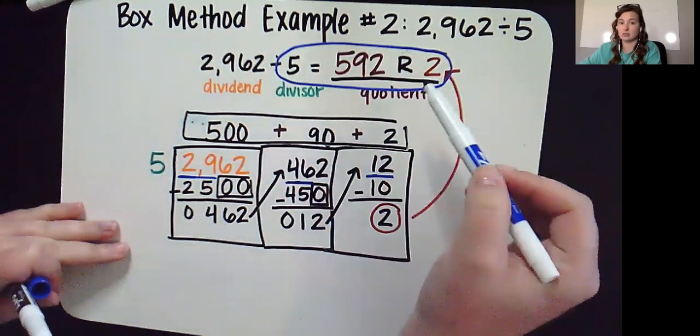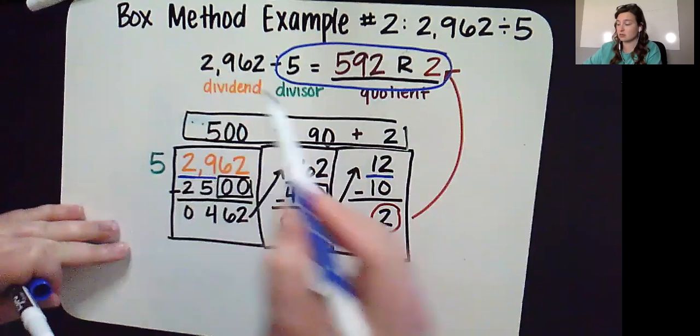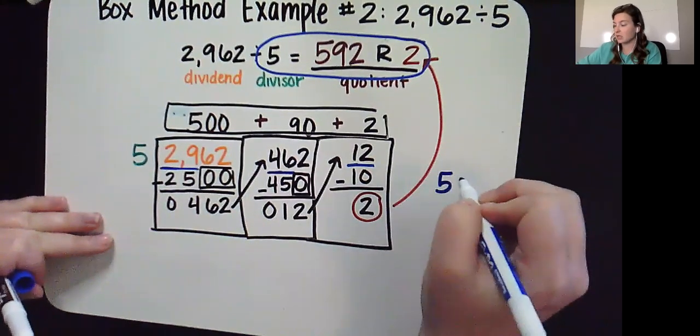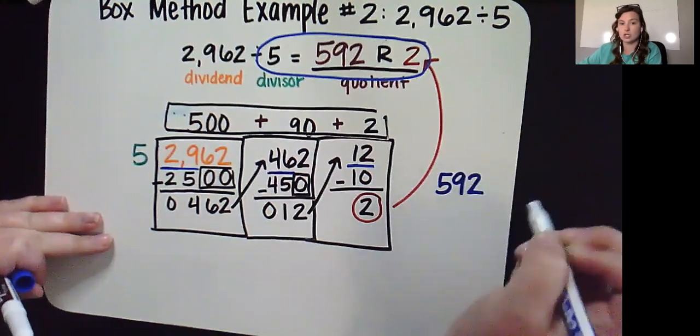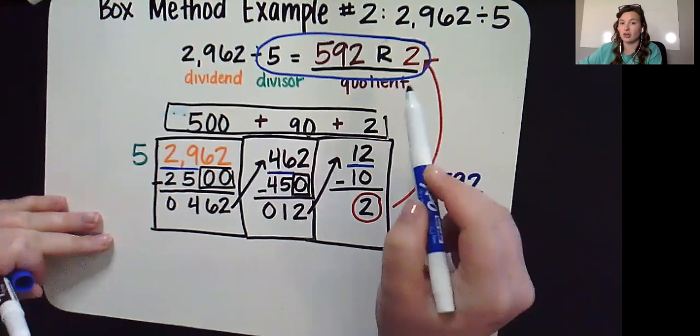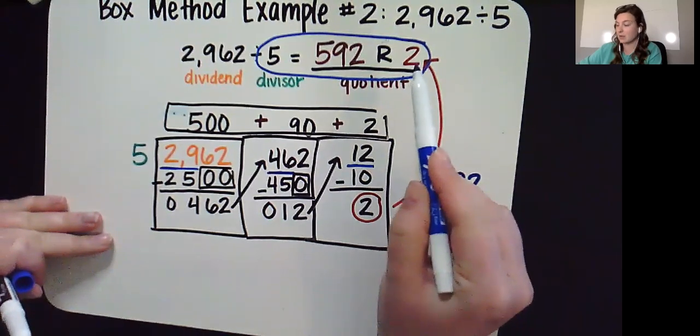Now remember, we said we can check a division problem to see if it's right by multiplying the quotient and the divisor, and we should get the dividend. So let's give that a shot. I'm going to start by multiplying the whole number quotient with my divisor, and then once I found this answer, I'll add my remainder.